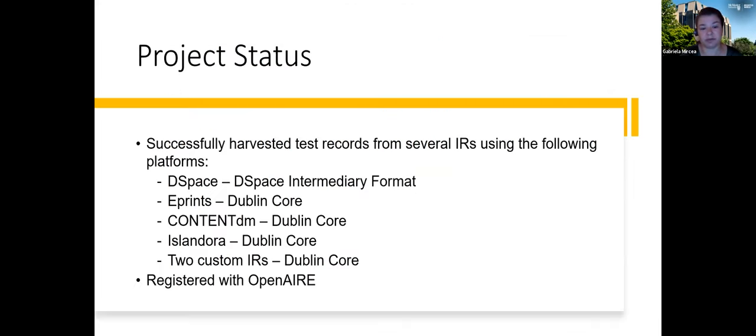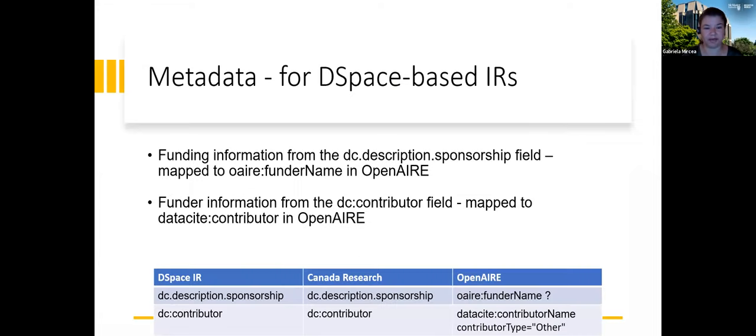So far, we successfully harvested test records from several institutional repositories using the following platforms. For DSpace, we use the DSpace intermediary format, which gives us quite a bit of granularity. And then for ePrints, ContentDM, Islandora, and two custom IRs, we use simple Dublin Core to harvest the data. And we also managed to register with OpenAIRE.